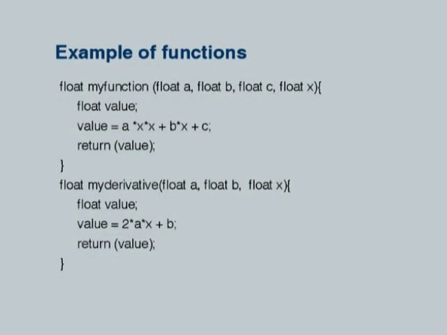This bracket need not contain a variable name. It can contain a constant value, as we saw earlier in the main program, return 0. It can also contain an expression. In fact, it is entirely possible not to say float value, not to say value equal to this, but to simply say return in bracket a into x plus b into x plus c, bracket close, because that becomes the expression which will be evaluated by this function and the resulting value will be returned. So you can simplify it.